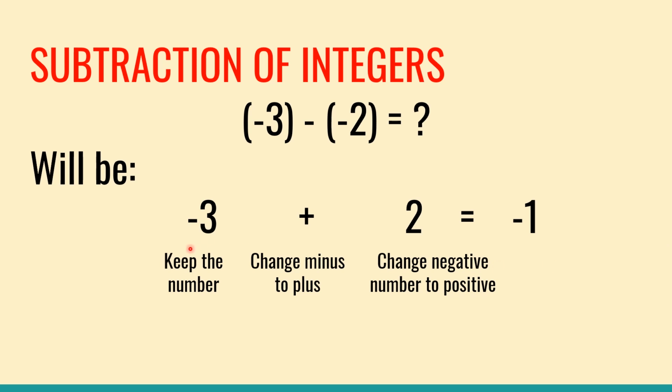Dahil naging magkaiba ang signs ng ating mga numbers, tayo ay nag-subtract. Negative 1 ang naging final answer dahil ang absolute value ng negative 3 ay mas mataas sa absolute value ng 2. Kaya ang sagot ay naging negative 1.